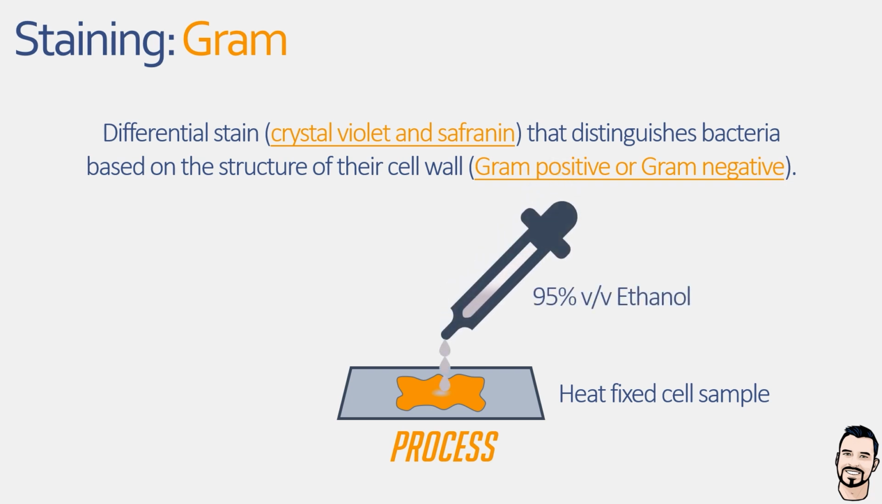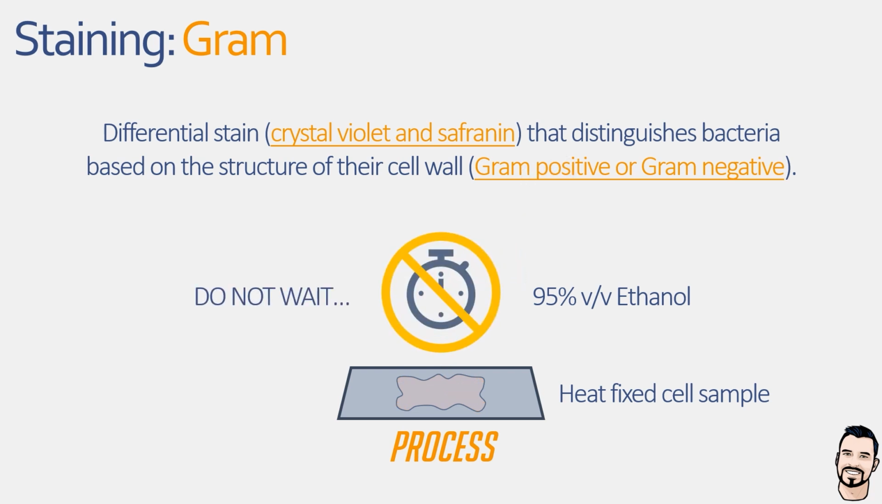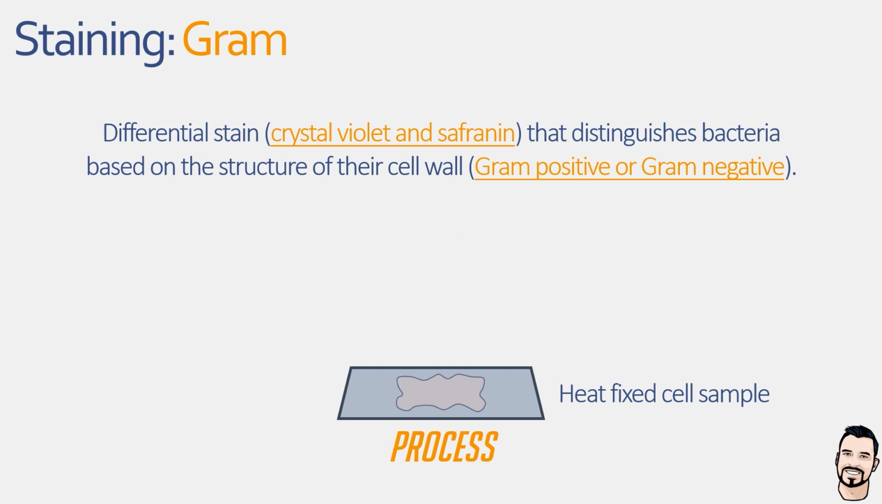We apply 95% volume per volume ethanol to the sample. And this step is critical. It removes the crystal violet iodine complex from our Gram-negative bacteria while leaving Gram-positive bacteria stained purple. Now the timing for this step is crucial. Over-decolorizing can strip crystal violet from Gram-positive cells, making them appear Gram-negative, whereas under-decolorizing may leave Gram-negative bacteria still retaining some crystal violet, leading to false results.